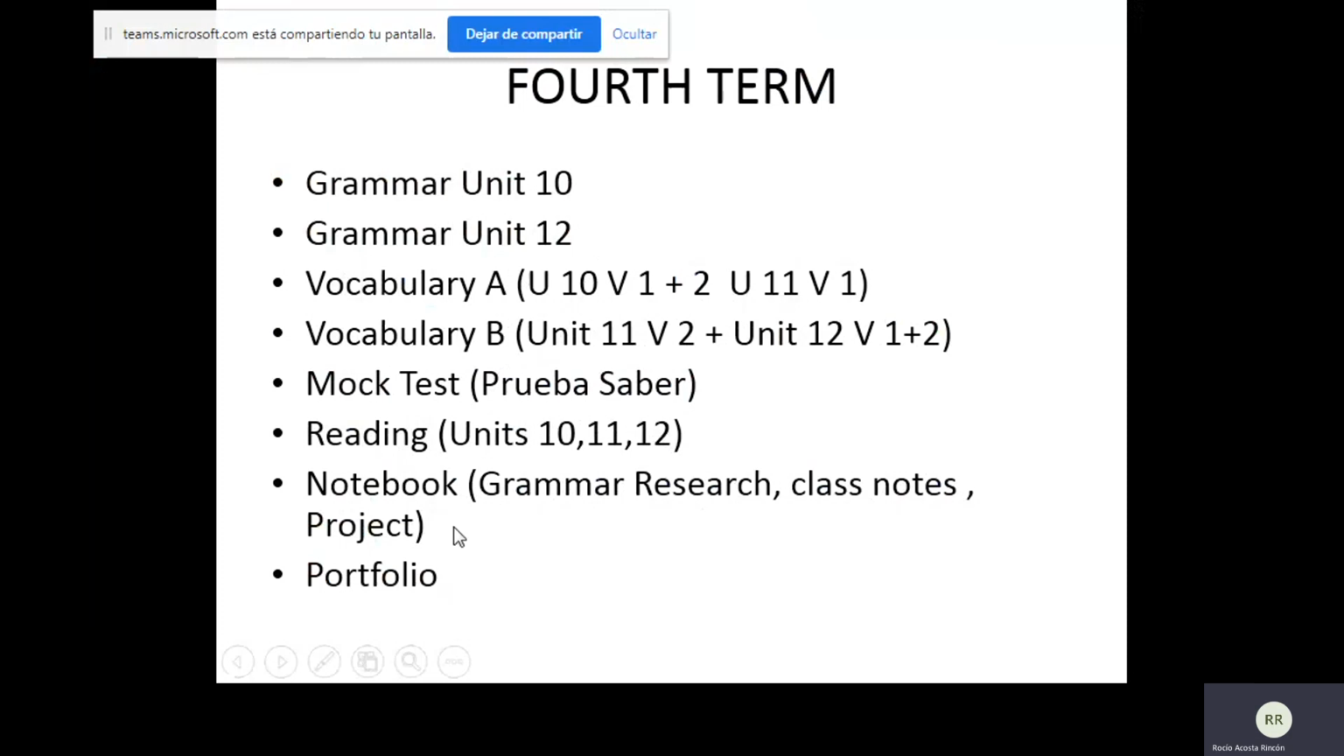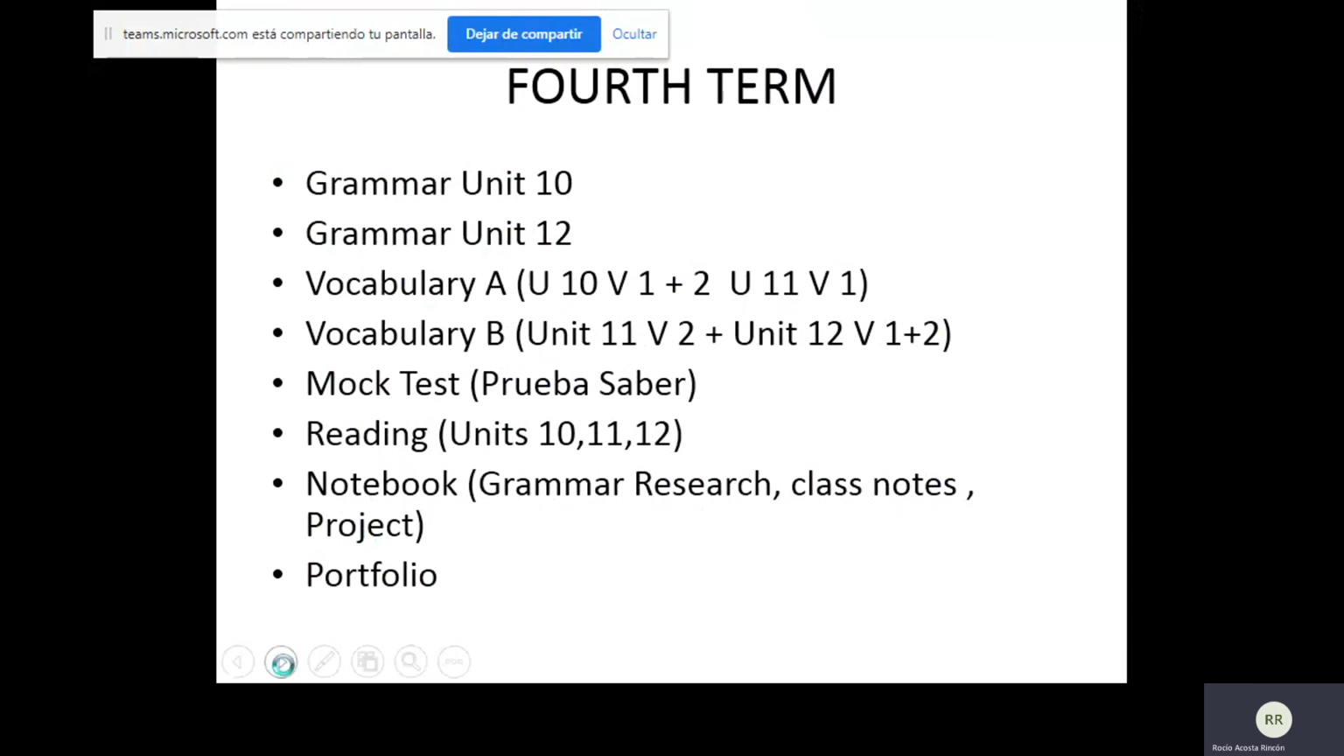Next class, or probably now in the private chat, I will be sending you the exact pages and exercises to cover in the project that needs to be included in the notebook document, and finally the portfolio.